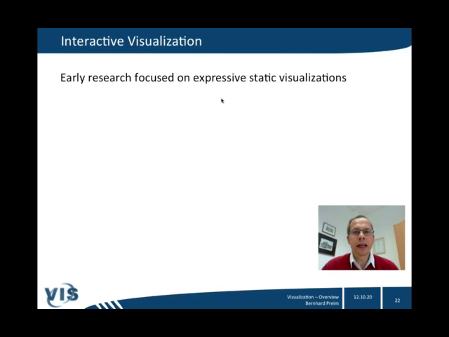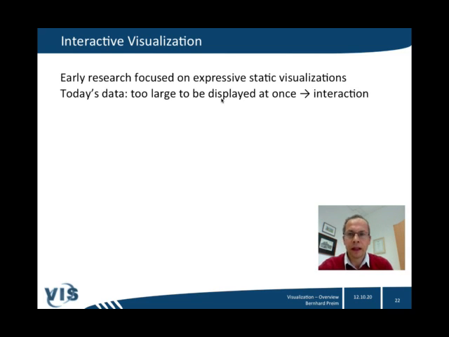Early visualization research focused on expressive static visualizations. And while this is definitely important, I want to emphasize at many points in the lecture that we are not aiming only at static visualizations that are somehow nice and expressive in the sense that they convey the data very well, but that we need interaction, and we have to think about how to interact with the data.